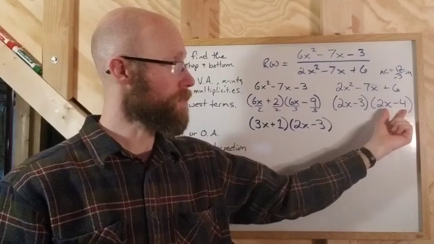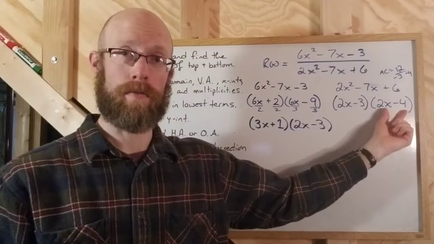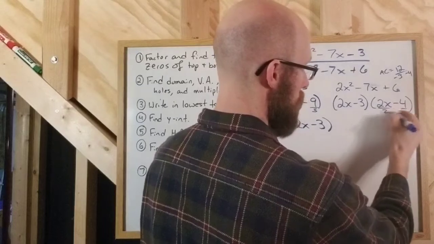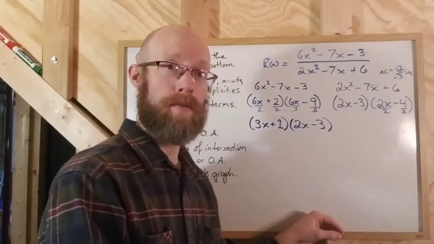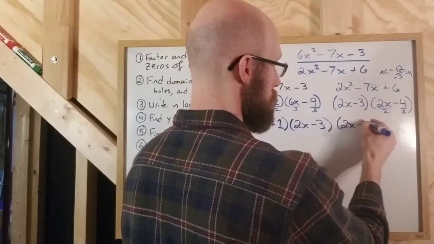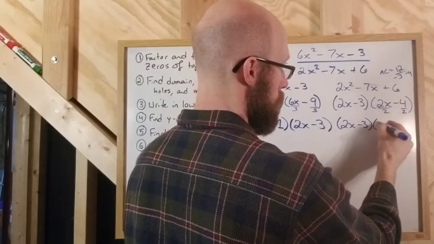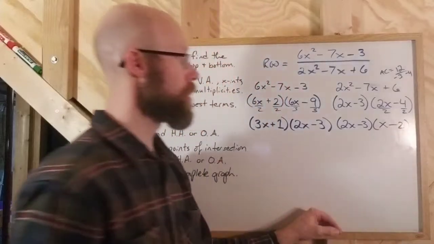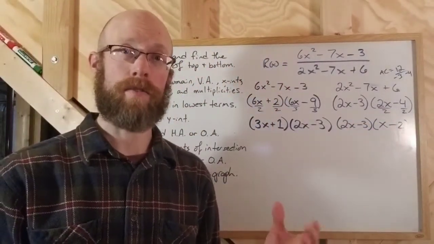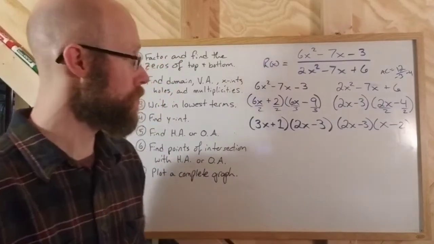Well, nicely enough, there's a common factor of 2 in one of these sets of factors. And so I'm going to divide out the common factor of 2 from the 2 and the 4. That's pulling my 2 out. And the remaining factors are 2x minus 3, and we get x minus 2, if I divide that 2 out from each of those terms. And so now I have both factored forms.